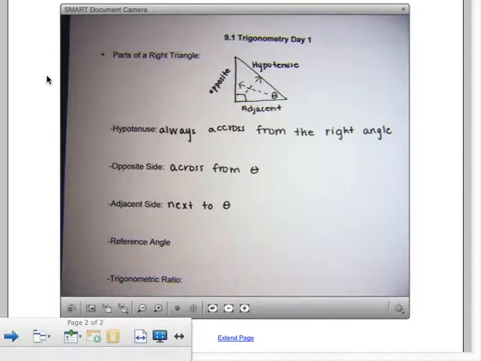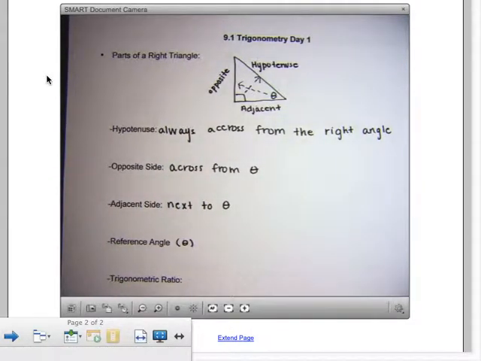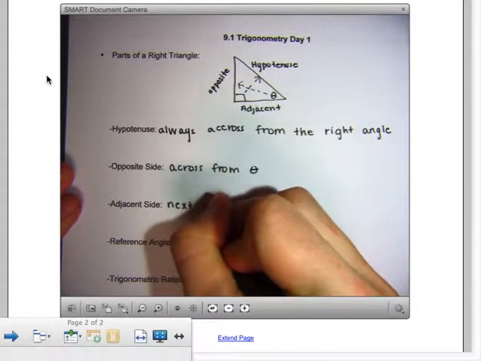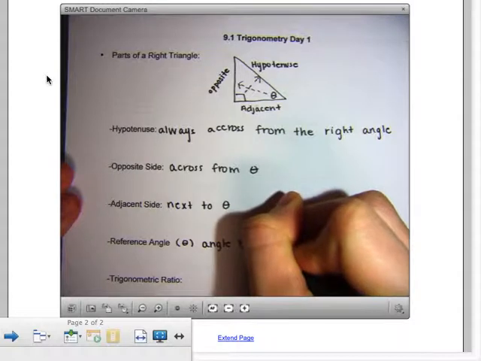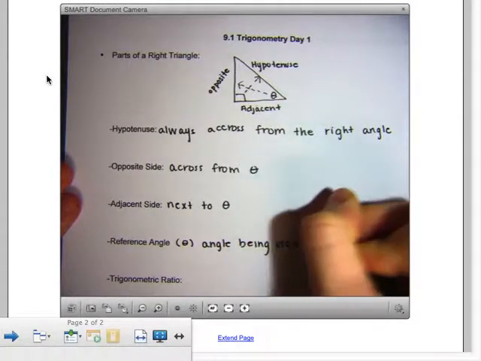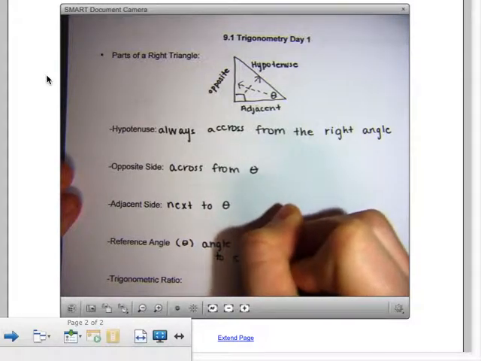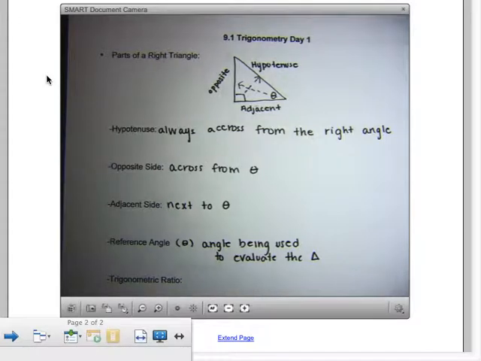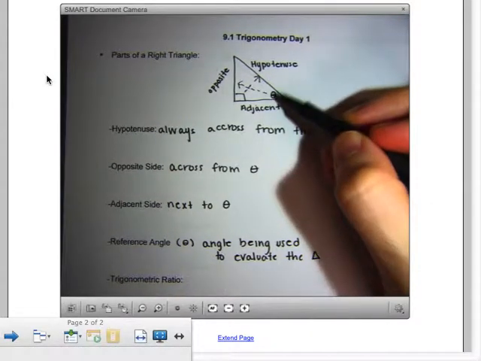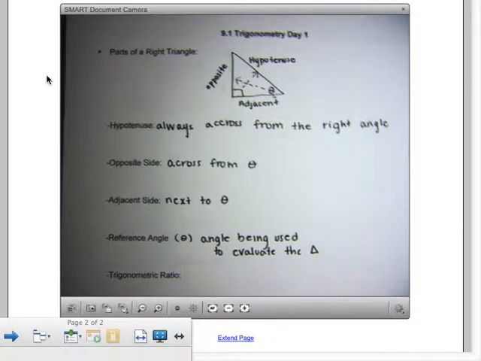And then the reference angle, this is our theta. And it's just the angle being used to evaluate the triangle. Okay, so the reference angle here we had theta, so this would be our reference angle, and that's just the angle that we're going to use to evaluate the different sides of the triangle.